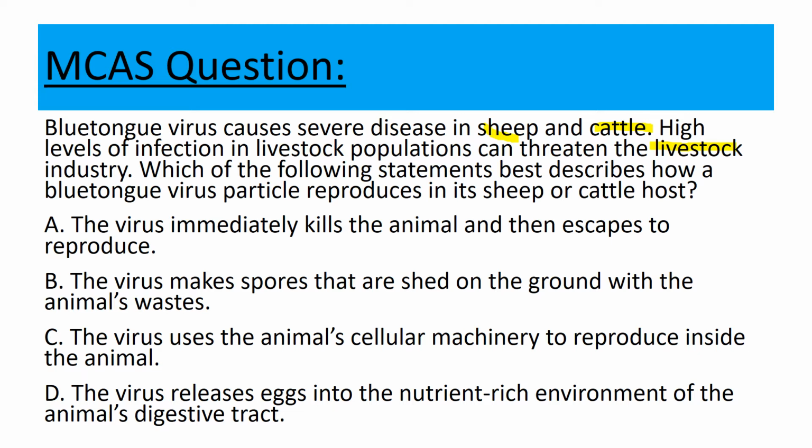A, the virus immediately kills the animal and then escapes to reproduce. B, the virus makes spores that are shed on the ground with the animal's waste. C, the virus uses the animal's cellular machinery to reproduce inside the animal. Or D, the virus releases eggs into the, it's not that one. Obviously, the answer is C. Viruses take over cells and they use those cells to reproduce.